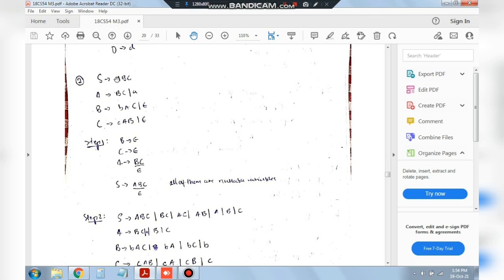Let's see a second example. Here we have S goes to ABC, and the nullables are B and C, which are going directly to epsilon. Since B and C are nullables, we can write A also as nullable because it is comprised of B and C. So A, B, C all are nullable. And we have S equals ABC, so therefore S is also nullable.